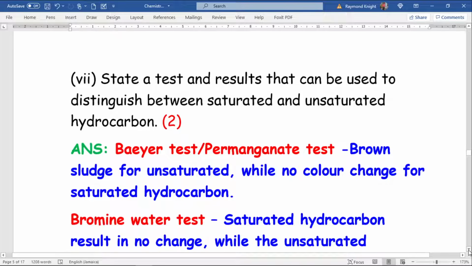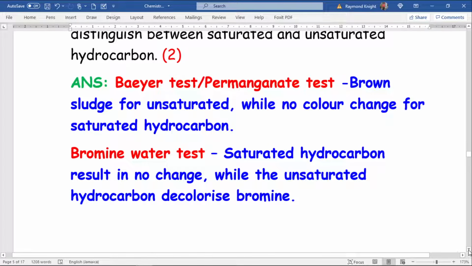Now for part 7, it says state a test and results that can be used to distinguish between saturated and unsaturated hydrocarbon. There are two tests I'm going to show you: the Baeyer test, or the permanganate test. If it is unsaturated, you will have a brown sludge formed, while there is no color change for a saturated hydrocarbon, simply because the saturated one will not react so easily. Unsaturated hydrocarbons are more reactive than saturated ones.